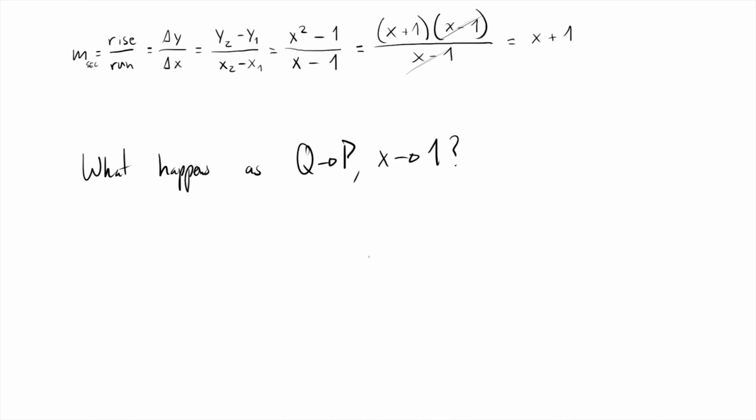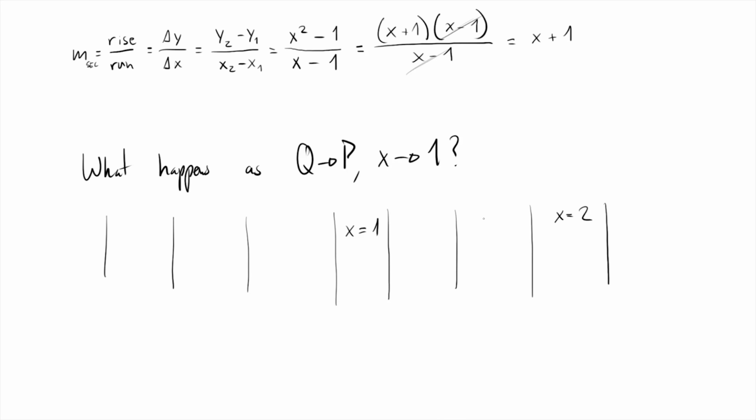We have our x value of x equals 1 here. On the left and on the right, we'll have a few different examples. We'll have 3 numbers on the right and 3 numbers on the left. Let's start on the right at x equals 2, then go to x equals 1.5, and then when we get really close to 1, let's say x equals 1.001.